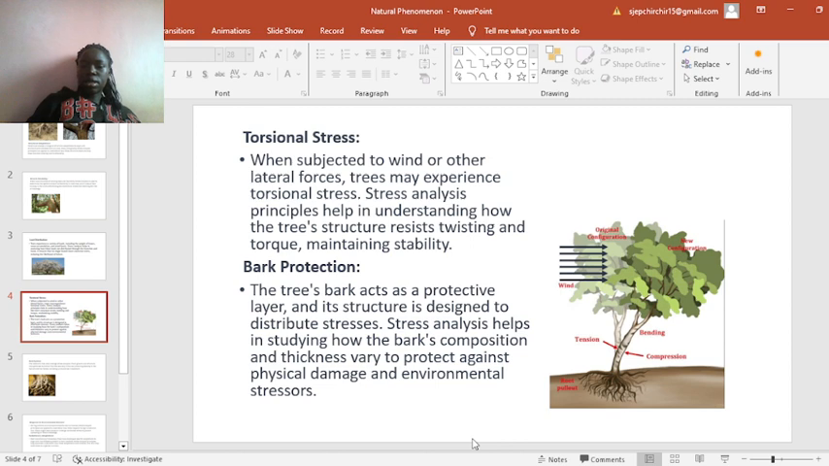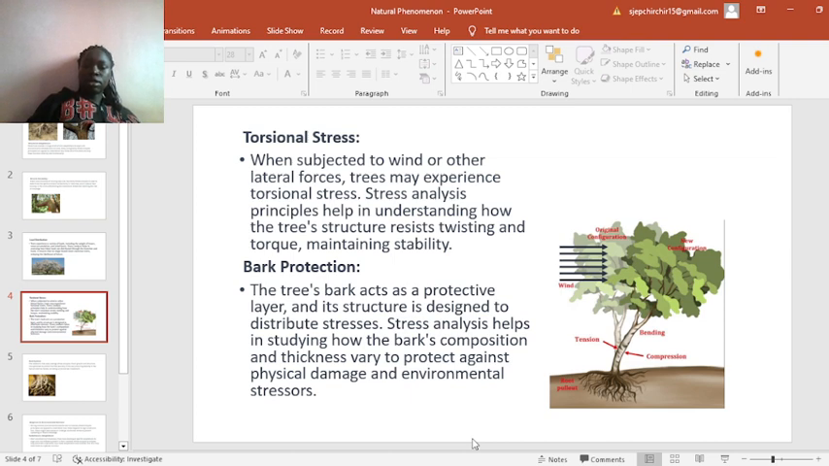As you can see in the image, there is the original configuration of the tree before the wind, and after the wind we can see that the tree is bent a little sideways. One side of the tree is experiencing tension, that is the side from which the wind is blowing, and the other side is experiencing compression.